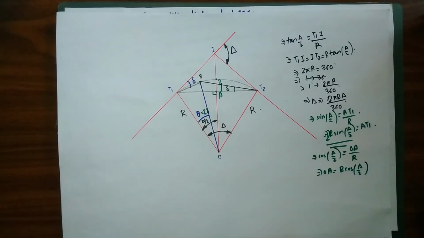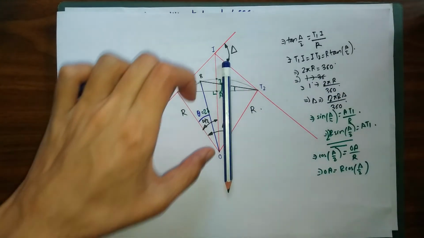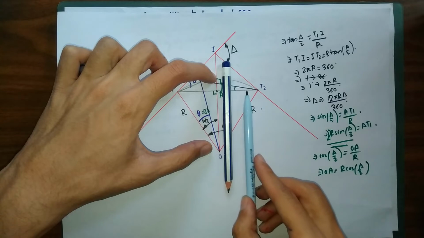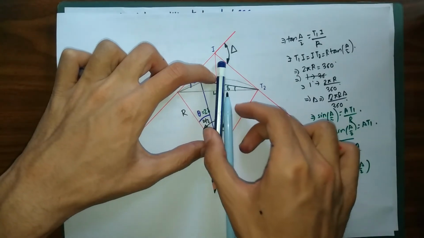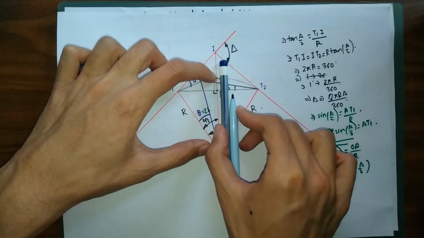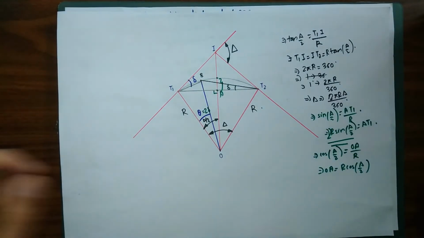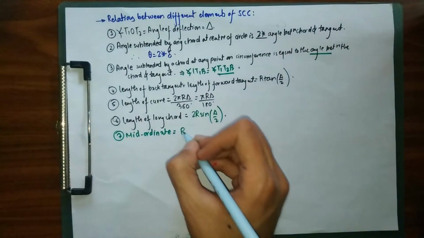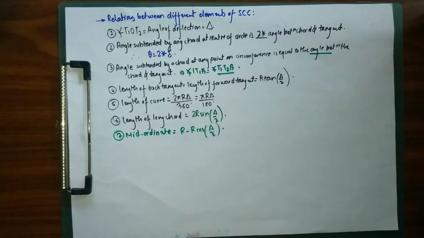Let me show from here: our overall top length from O to the top of our curve is r, and OA will be equal to r cos del by 2. So if we subtract r cos del by 2 from r, the remaining will be our length of mid ordinate. This is our r, this is r cos del by 2. If you subtract these, the remaining length is your length of mid ordinate.